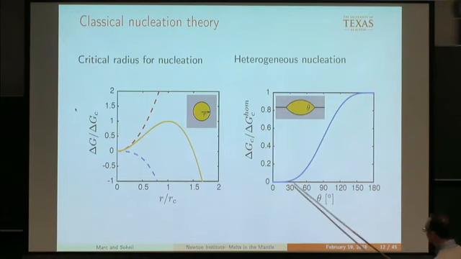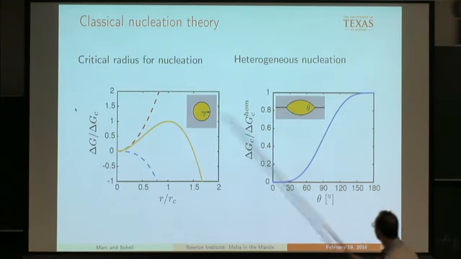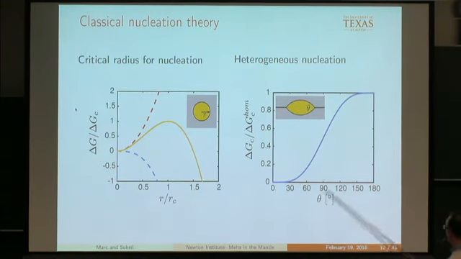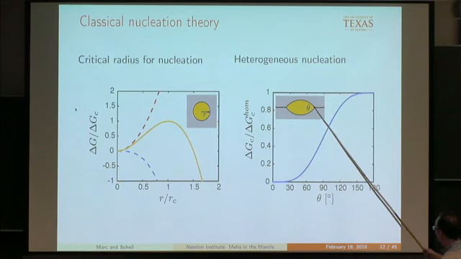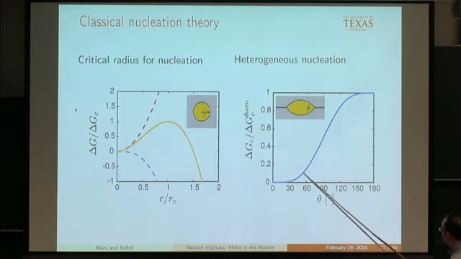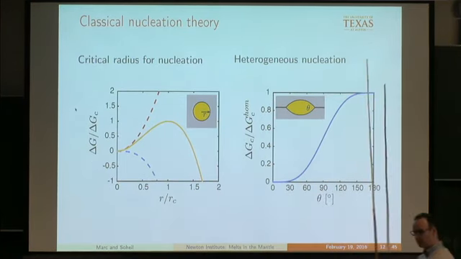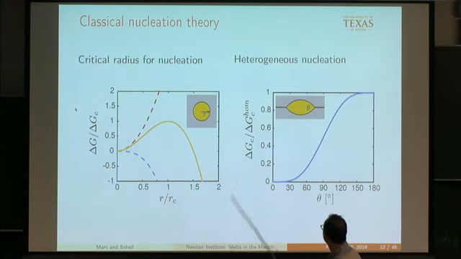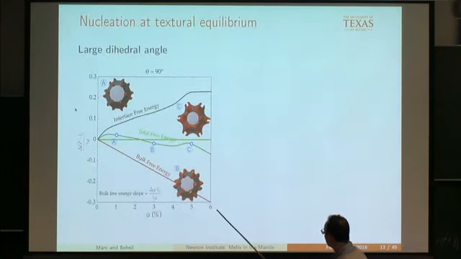And what's plotted here is simply the value of this maximum as a function of the dihedral angle. So here you have a sphere, and somewhere here, I don't know, it's probably 60, you've reduced it quite a bit, and if you of course become perfectly spreading, there's no penalty. All right.